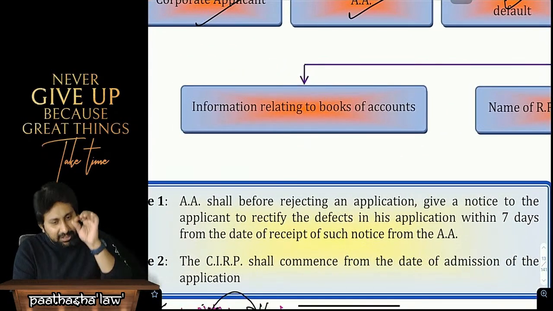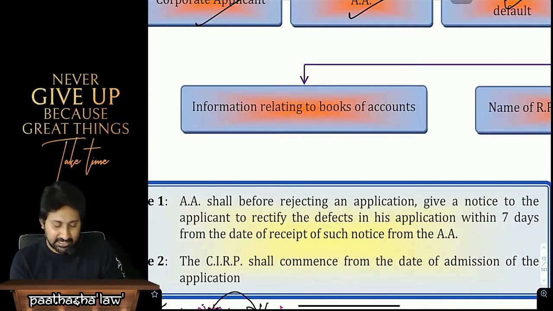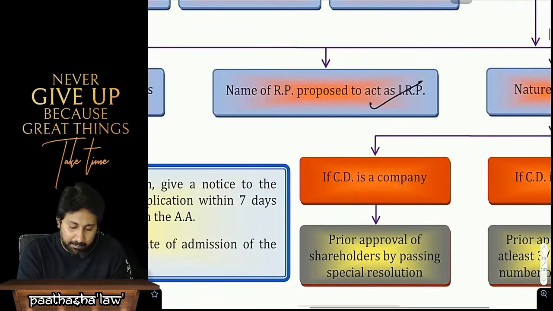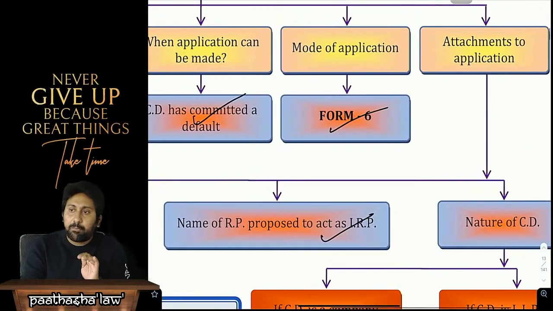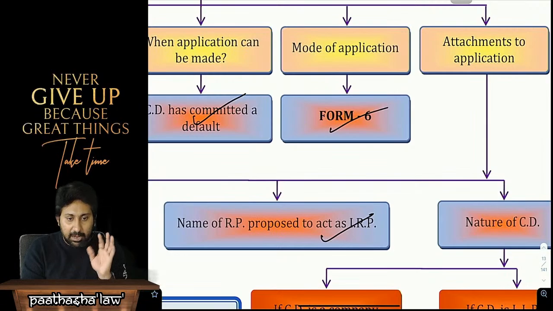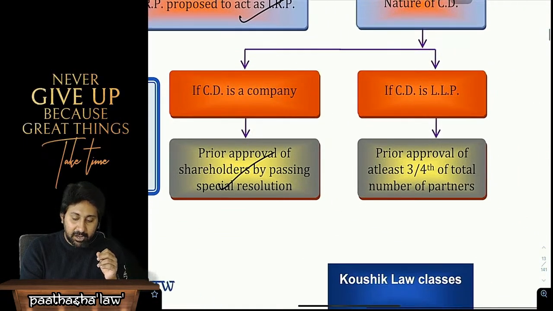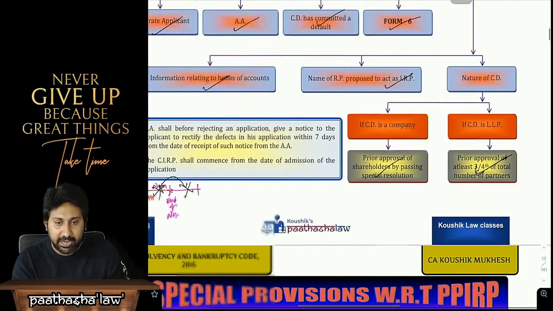But even though you say you are a bad fellow, I have some small doubt that you are good. Therefore, attach the relevant books of accounts which prove that you are unable to pay the amount, and the name of the RP who is acting as IRP. Now, very important: the corporate debtor is generally a company or an LLP. In a company, you are applying yourself for insolvency, you will not ask your shareholders. Therefore, if the corporate debtor is a company, a special resolution is required. If it is an LLP, approval of three-fourths of the partners is required to make an application under this section.